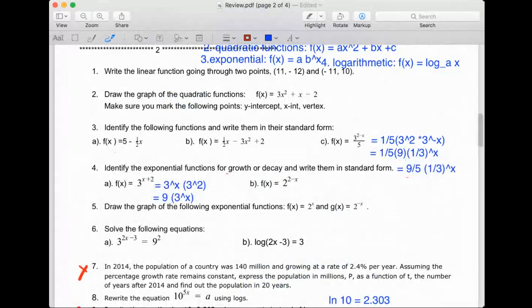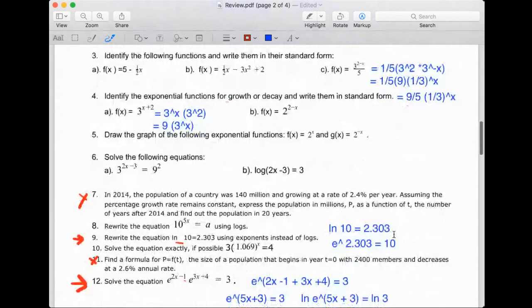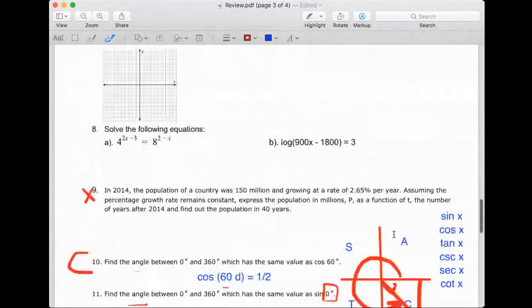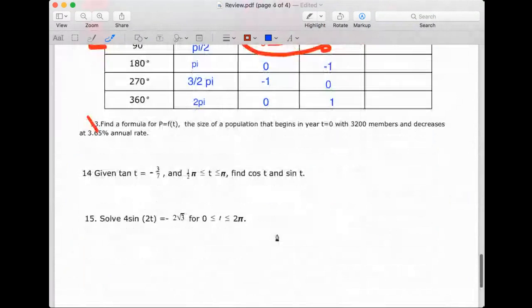Any other questions? Since it's review, can you please go over maybe 14 or 15? 14 and 15. You mean those two? Yeah, just for review. Okay, so let's see 14 and 15. So 14 is saying given tangent t equals -3 over 7.